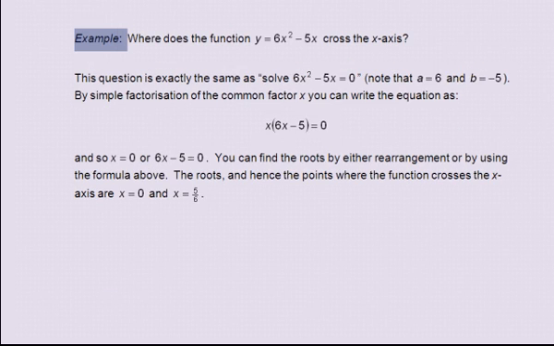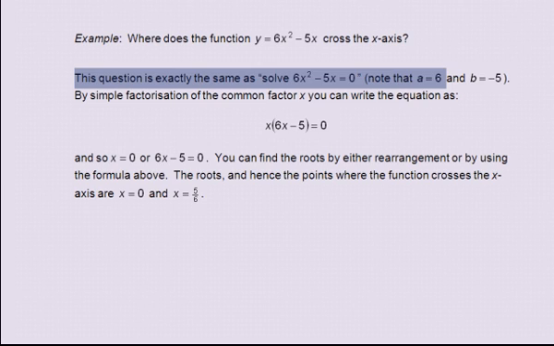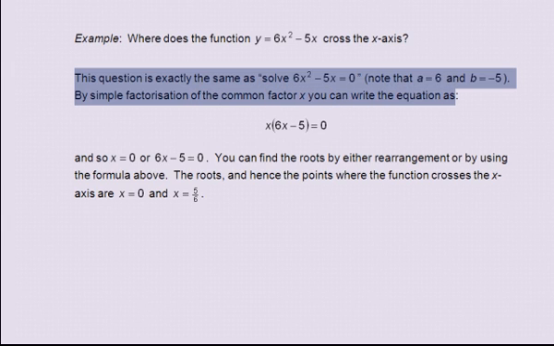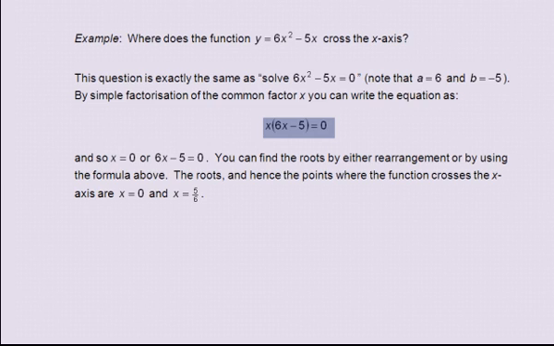Here's an example. Where does the function y equals 6x squared minus 5x cross the x-axis? This question is exactly the same as solve 6x squared minus 5x equals 0. Note that a equals 6 and b equals minus 5. By simple factorisation of the common factor x, you can write the equation as x multiplied by 6x minus 5 equals 0.